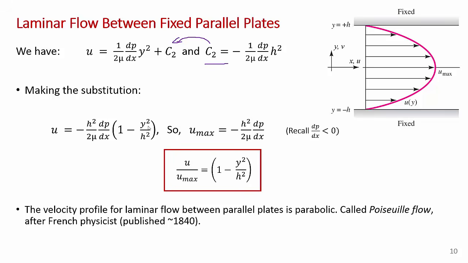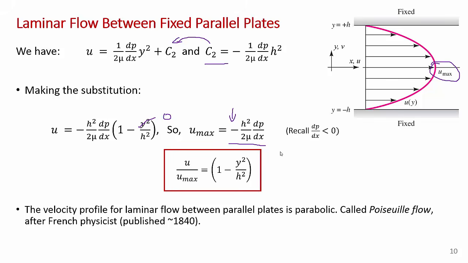And so you can see if you put y equals 0, which is where the maximum velocity is, you get that the maximum velocity is minus h squared over 2 mu dp/dx. Now, I have emphasized that the pressure gradient is negative, so it looks funny that the maximum velocity has a negative sign here, but in any real flow, dp/dx is going to be a negative number, so you'll get a positive value for the maximum velocity.